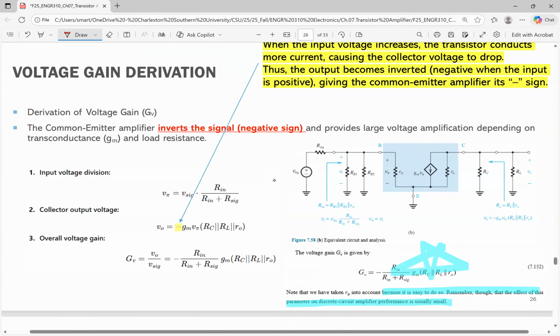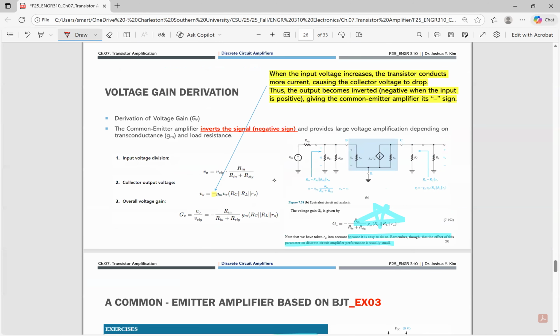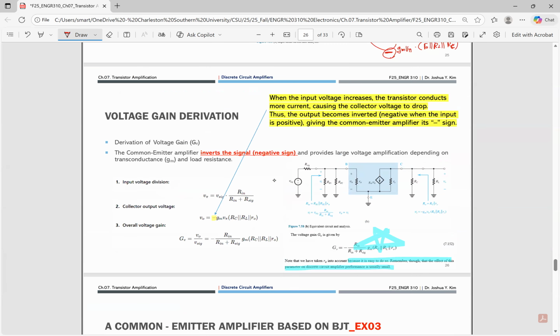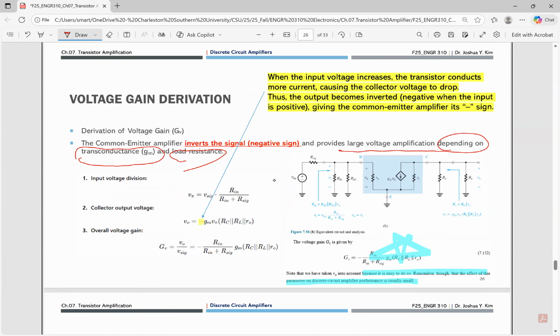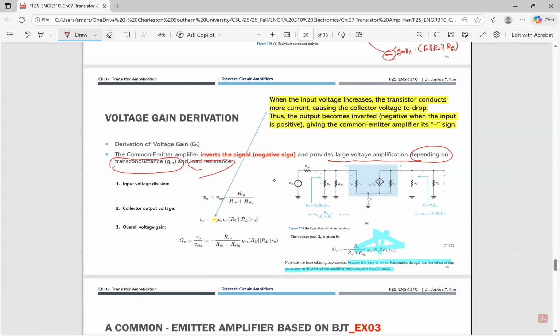All right. So this slide still keeps going, as I said before, but with a new concept for voltage gain derivations. The common emitter amplifier inverts the signal, meaning a negative sign, as I said before, and provides large voltage amplification depending on the transconductance, G sub m, and then the resistance r sub pi. Okay, right there. So this is what.